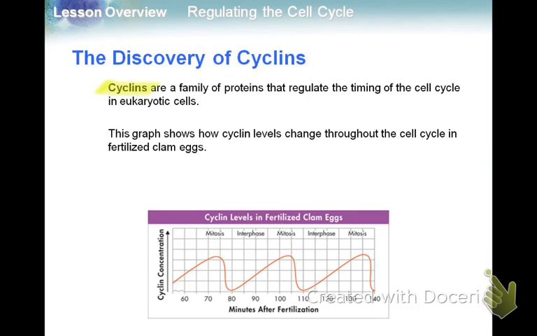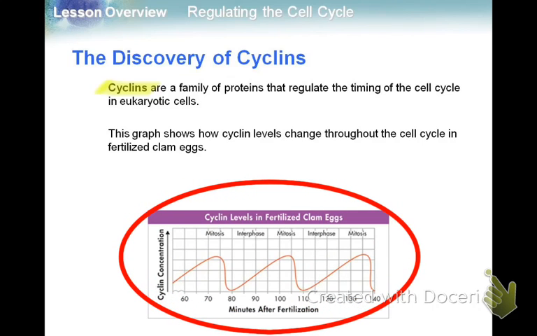Proteins called cyclins are the ones that regulate the timing of the cell cycle. The graph here on this slide shows how cyclin levels change in fertilized clam eggs. So the cyclin concentration is on the y-axis, and minutes after fertilization is here. You see the peaks of cyclin concentration during mitosis when the cell is dividing.